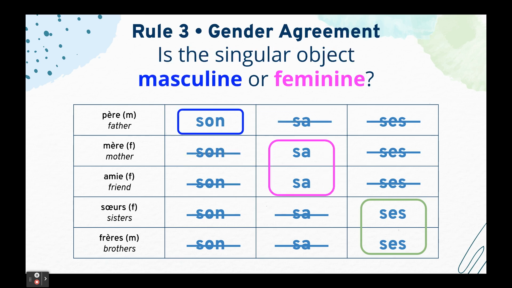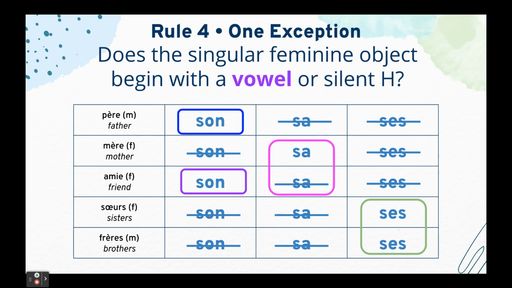Gender agreement is for the singular object, right? We don't need to worry about the plural objects anymore. They've got ses. But if it's a singular object that is owned, is it masculine or is it feminine? If it's masculine, we're going to use son. If it's feminine, we're going to use sa. But then that one last exception: does a singular feminine object begin with a vowel or a silent H? In the case of ami, it is feminine, but it begins with a vowel, so we use son.